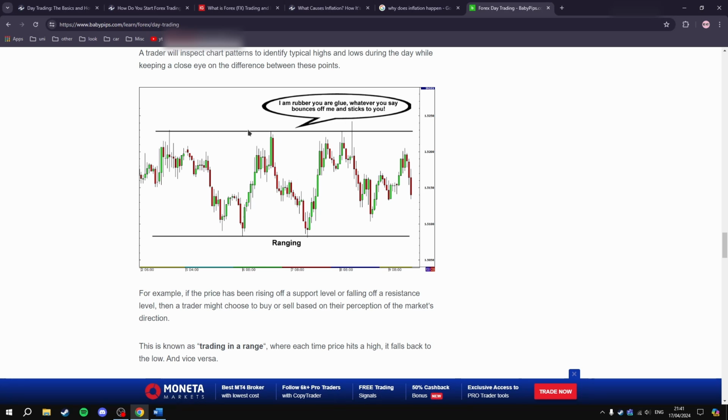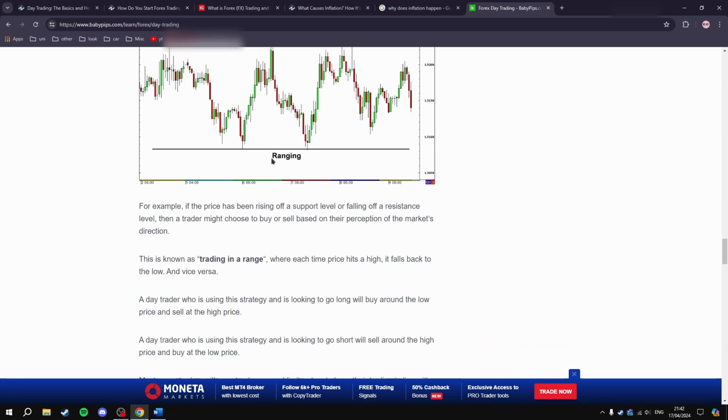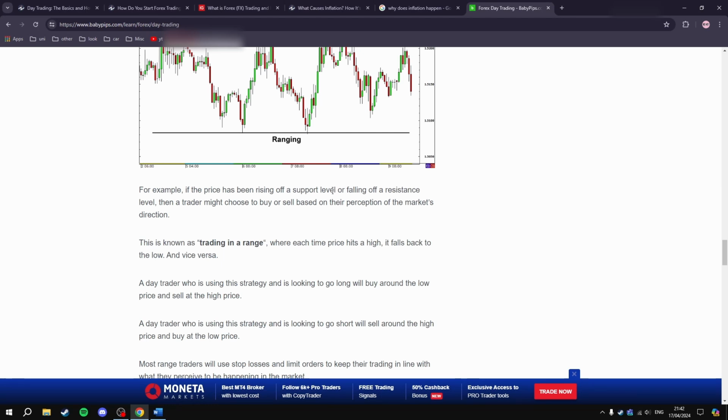So this is the resistance line, we've got the support line here. For example, we can see the price has been just bouncing between the two support and resistance lines. If the price has been rising off a support level or falling off a resistance level, then the trader might choose to buy or sell based on the perception of the market's direction. This is known as trading in a range, where each time price hits a high, it falls back to the low and then vice versa.